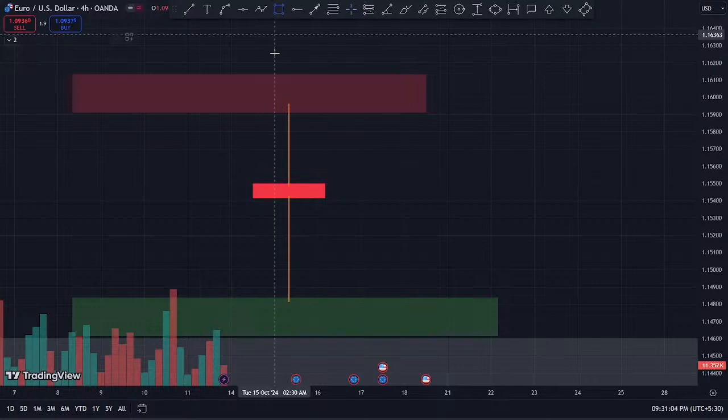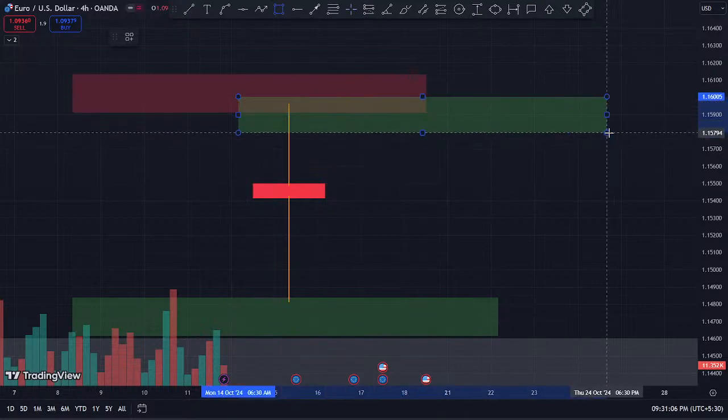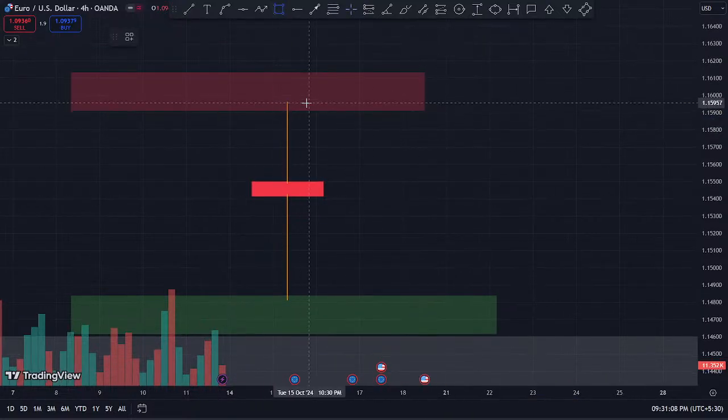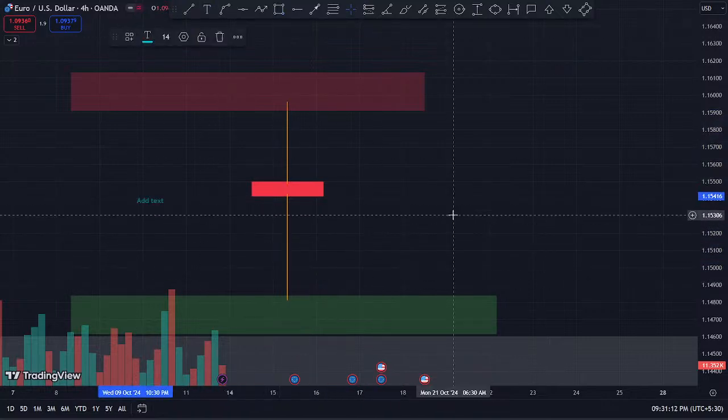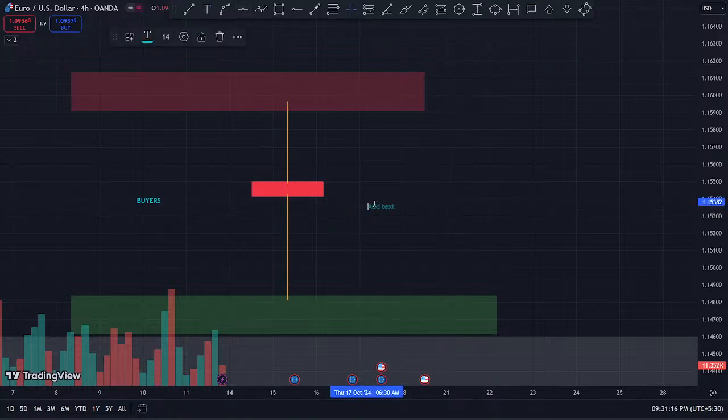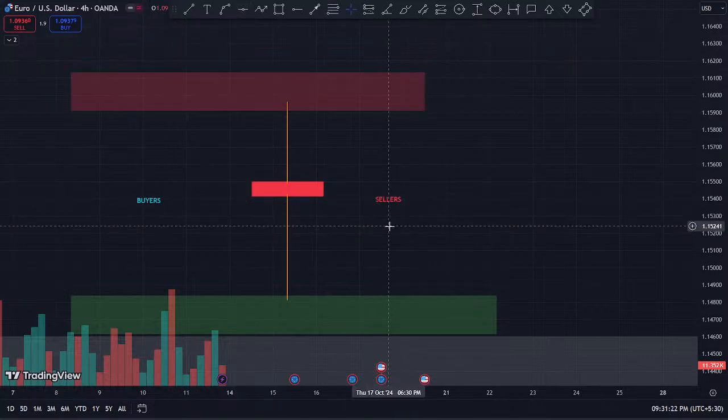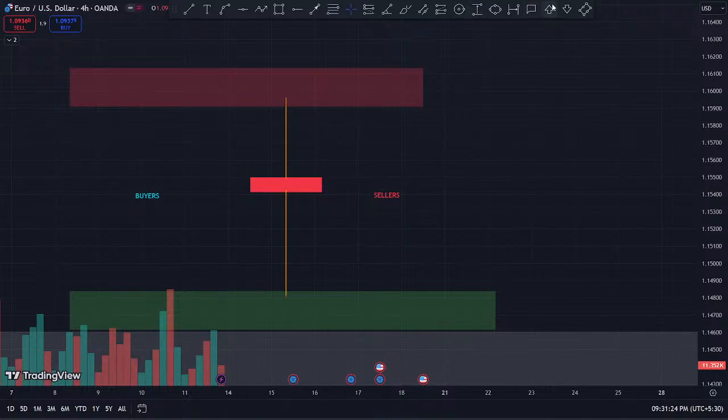What it indicates is that the market is now in a range. There is an equal number of participants, buyers and sellers. We need an imbalance. What is an imbalance?